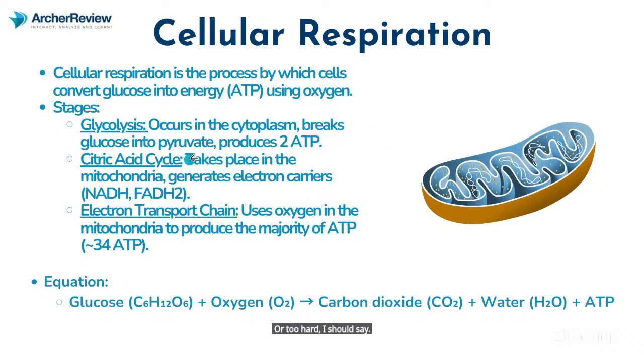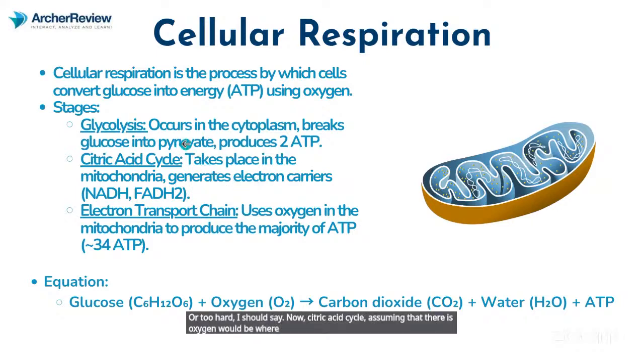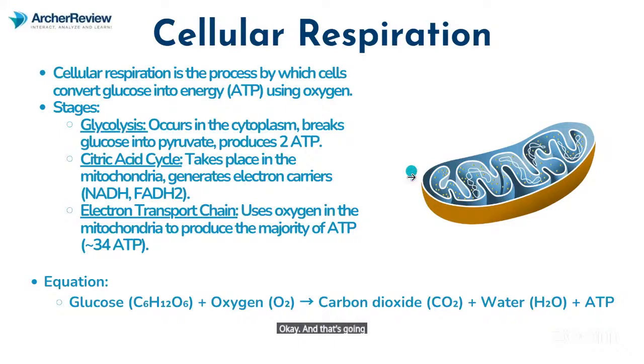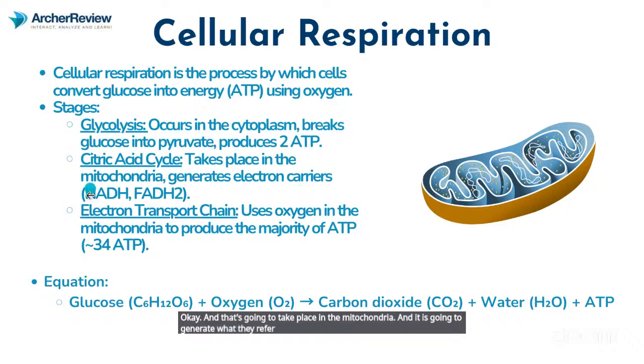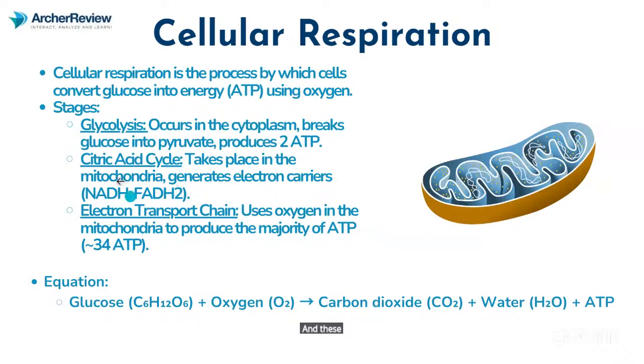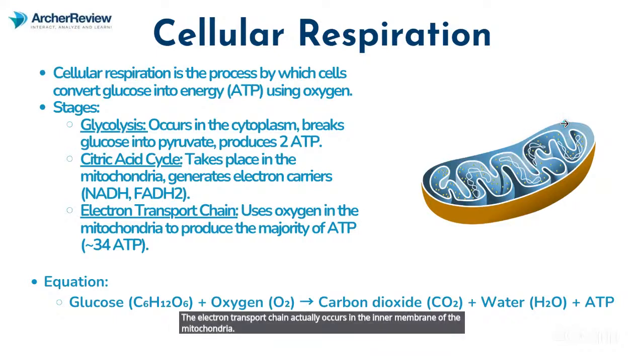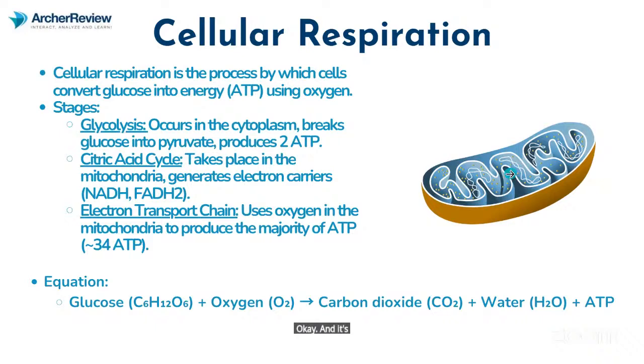Now, citric acid cycle, assuming that there is oxygen, would be where that pyruvate's headed. Okay, and that's going to take place in the mitochondria, and it is going to generate what they refer to as electron carriers, NADH, FADH2. And these guys are important for the big payout, the electron transport chain. The electron transport chain actually occurs in the inner membrane of the mitochondria. Okay. And it's going to use oxygen in the mitochondria, and it's going to produce the majority of ATP.